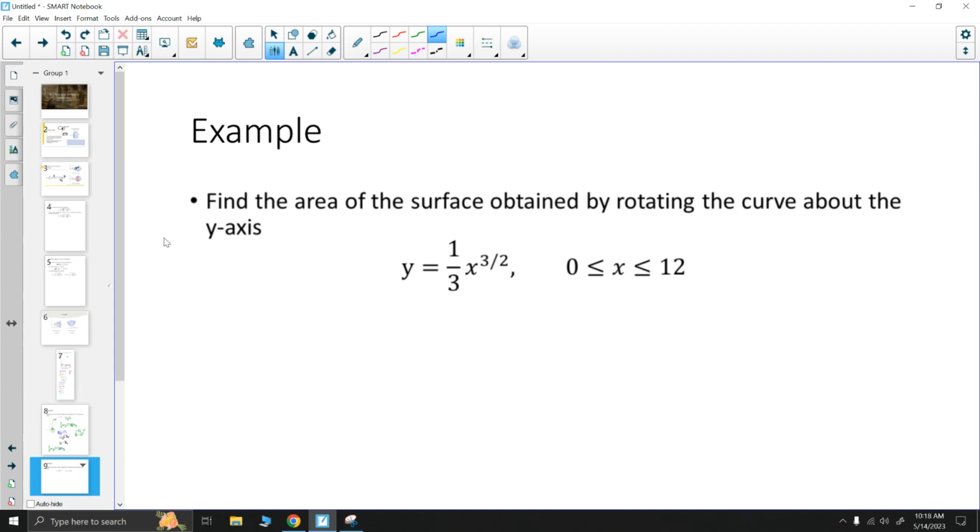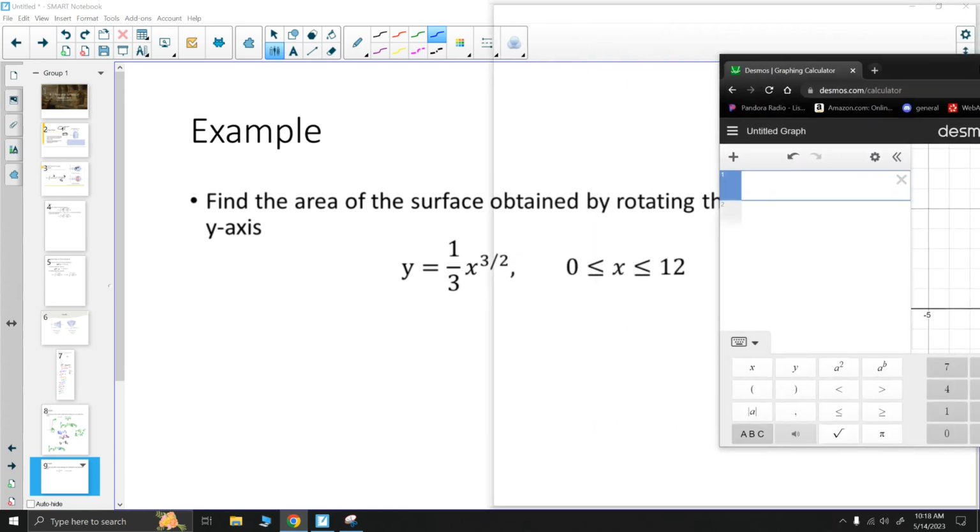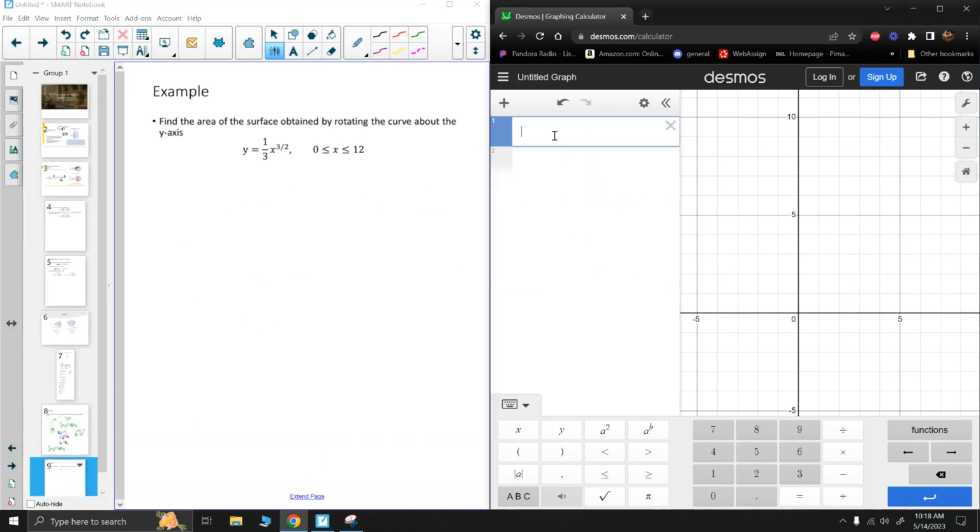Find the area of the surface obtained by rotating the curve about the y-axis. Okay, so let's first start by graphing it. We have this, and notice we have bounds of integration in terms of x. So we're probably going to integrate this with respect to x, unless for some reason it's hard to integrate.